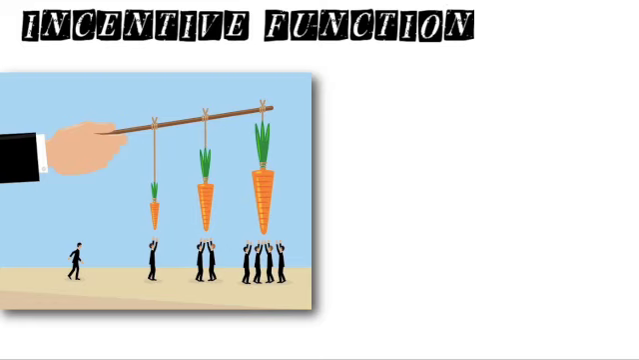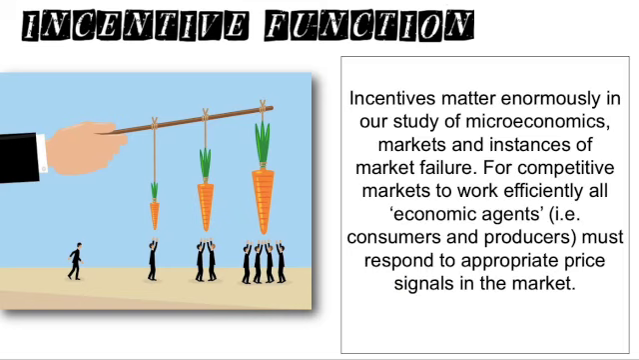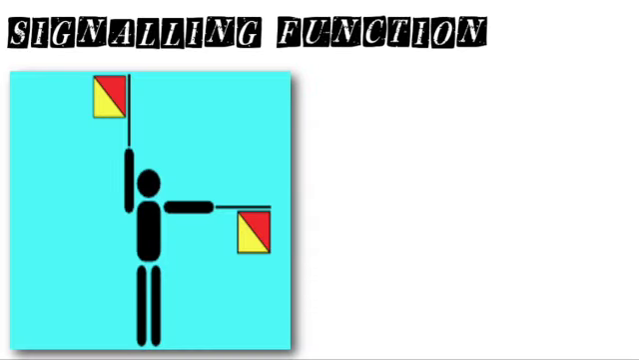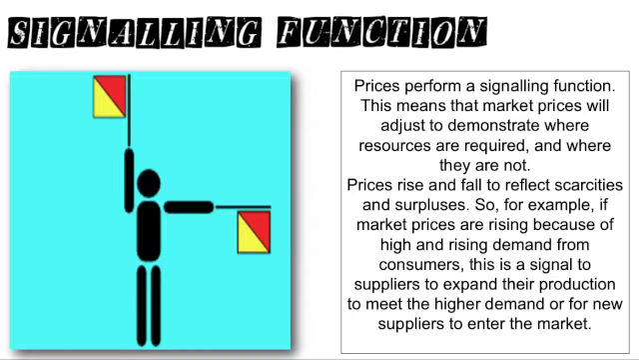So there's key terminology that you must use when answering questions on the free market and when using the price mechanism argument. One being the incentive function. So the incentive function refers to economic agents responding to appropriate price signals in the market. So when we're thinking about incentives, we of course need to know what the signaling function is. So the signaling function is another key aspect of the pricing mechanism. This means that the market prices will adjust to demonstrate where resources are required and where they are not needed. So if there's scarcity, it'll be a signal that prices need to be increased. This will then signal to producers to enter the market.